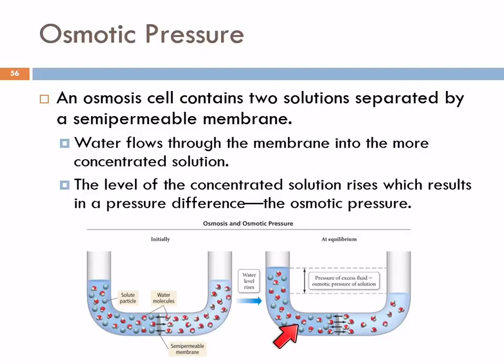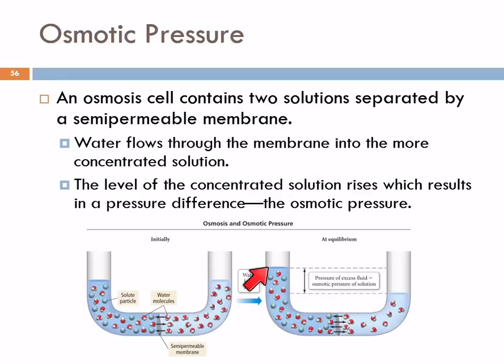Why don't the solute particles move from this side to that side? Well, they would if they could, but the semi-permeable membrane won't let them do that. So the water's the only thing that can move. So the water will move, and that will cause the volume on this side to be higher, and the level of the liquid will rise. It's defying gravity, isn't it?